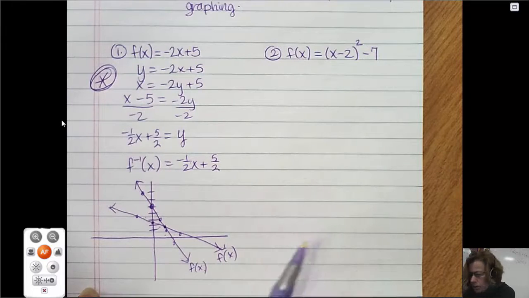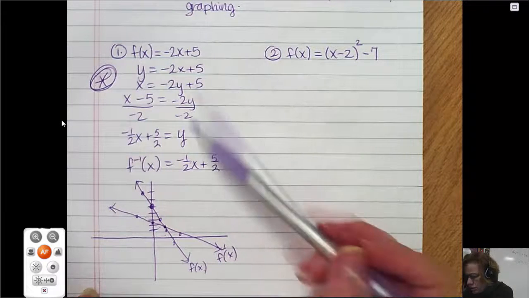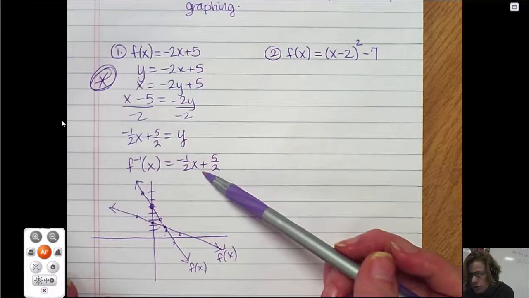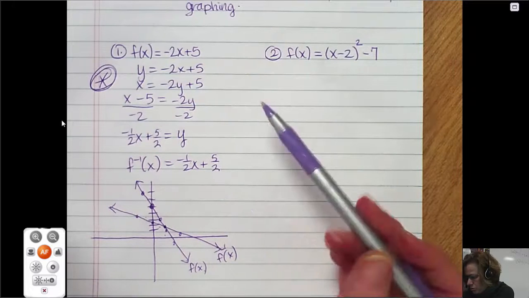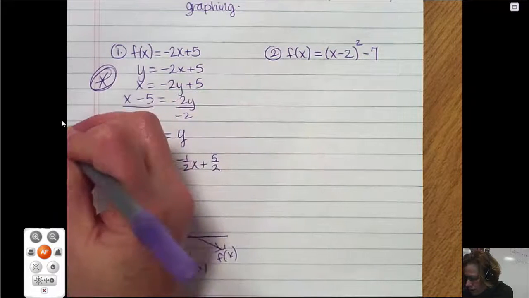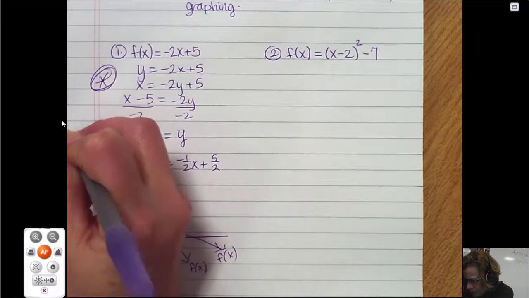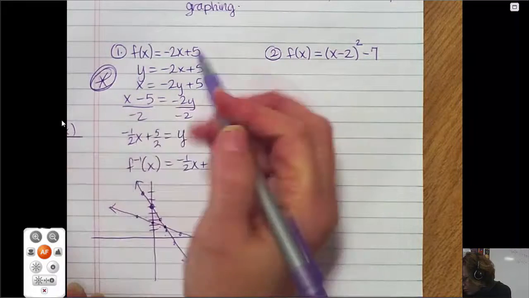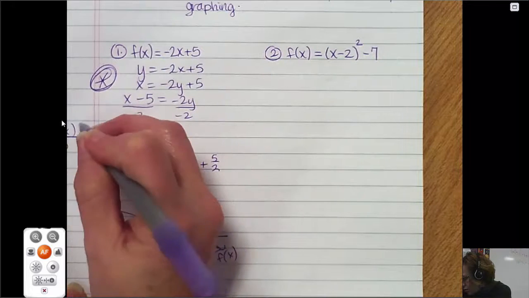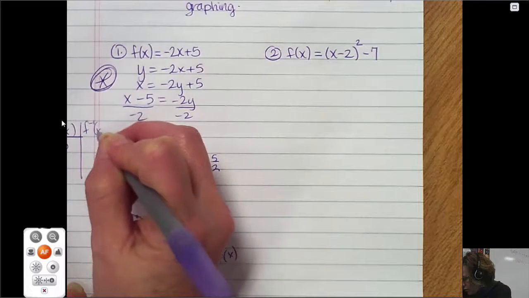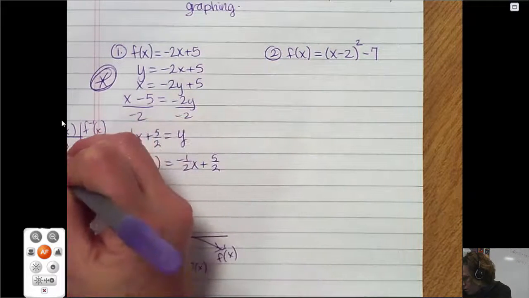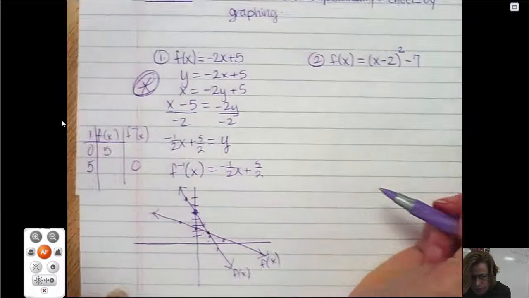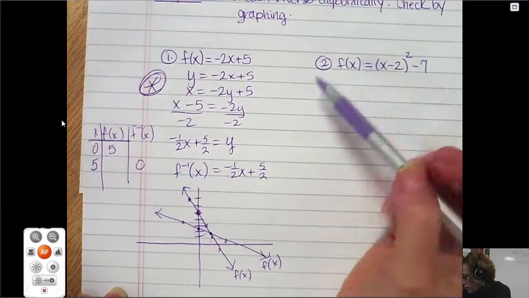Now, the key thing is if you did put these in your calculator and you looked at a table of values, all of the x and y values would be switched. So for example, in f of x, when x is, let's say, 0, to make the math easier, y is 5. Well, in the inverse of f of x, when x is 5, y will be 0. So you want to look at those tables of values.